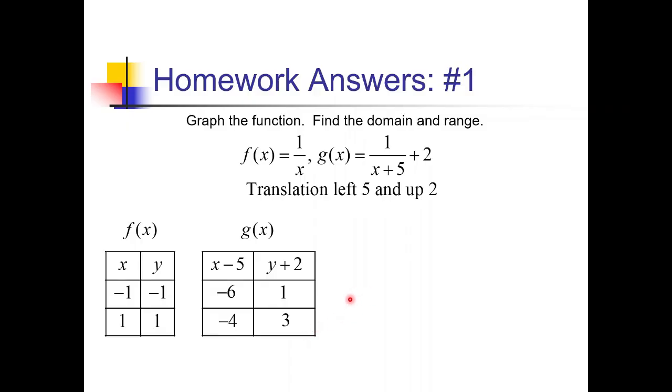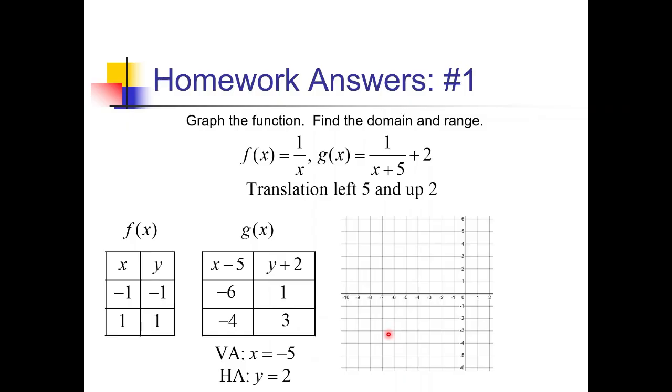Now for the asymptotes, we start originally with x equals 0 for the vertical asymptote. Since we're subtracting 5, we now have x equals -5 for the new vertical asymptote. And we started with y equals 0 for the horizontal asymptote. Adding 2 to the y values now gives us y equals 2 for the horizontal asymptote.